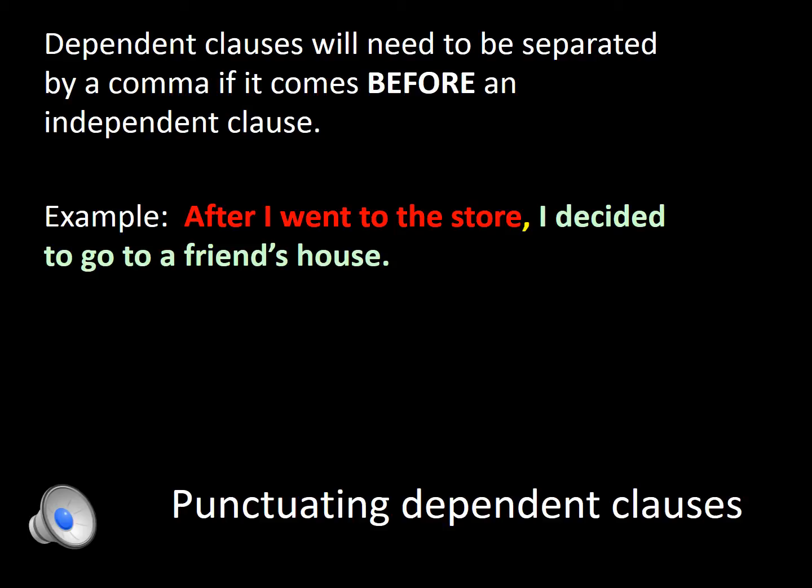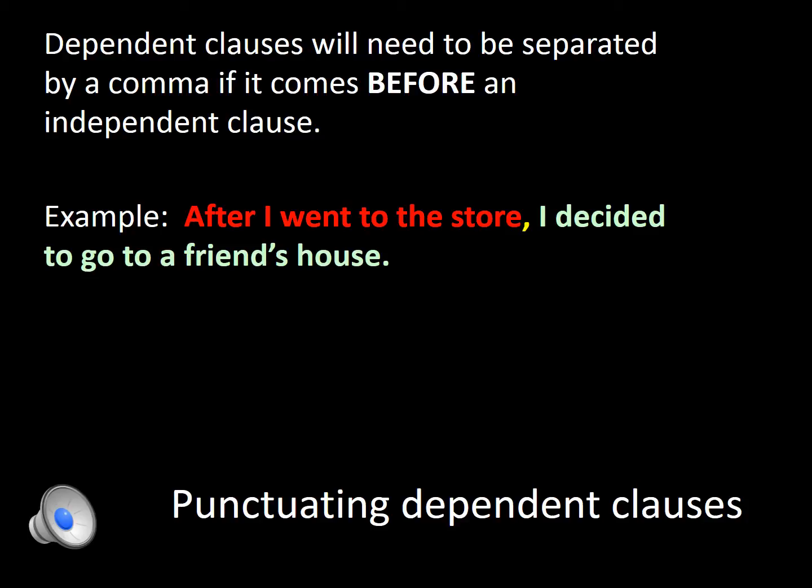So now that we know what our clauses are, and we know that we can find both an independent and a dependent clause in the same sentence, it is important to also know that depending on the order of how our clauses are coming in a sentence, they require different punctuation. So we're going to start with what happens when we have a dependent clause that comes before an independent clause.